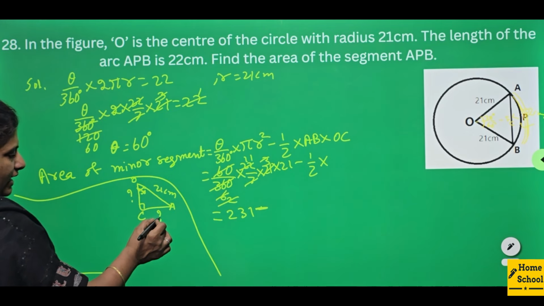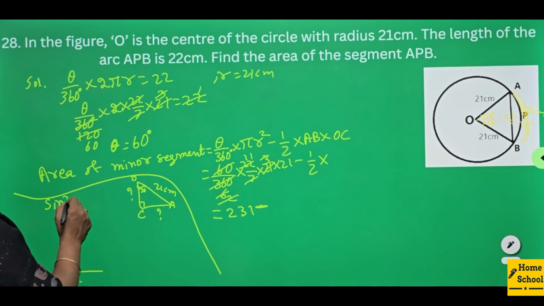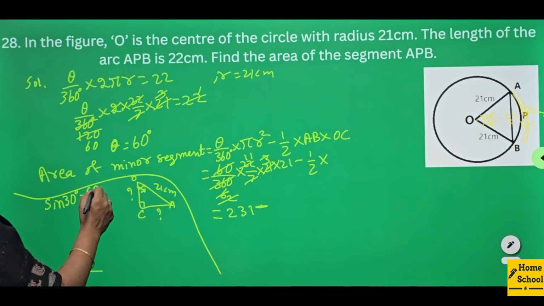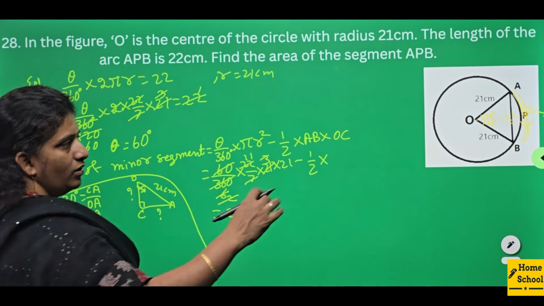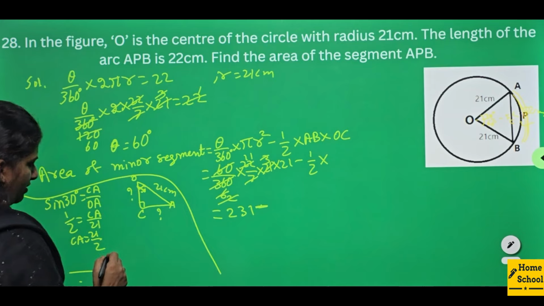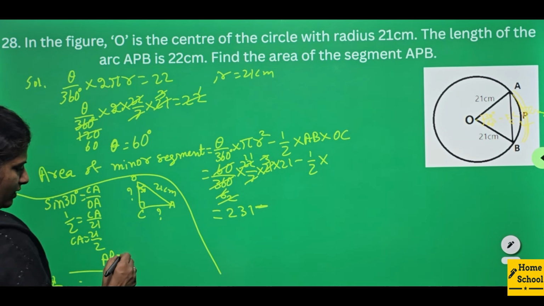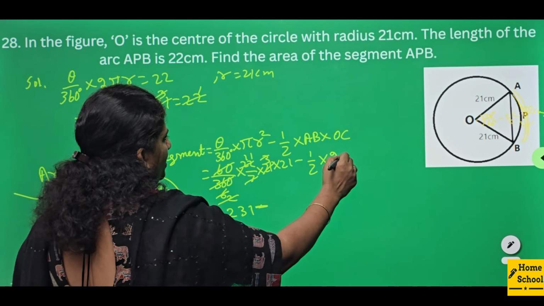Now for this acute angle, this side is opposite and this is hypotenuse. Let me take sine trigonometric ratio. Sine 30 degree is equal to CA by OA. Sine 30 value 1 by 2. CA by OA value is 21. CA is equal to 21 by 2. Then what about only this one is 21 by 2. What about CB? CB is also 21 by 2. Therefore, AB is equal to twice 21 by 2. 2 cancel. AB is equal to 21 centimeter. That is the base of a triangle.